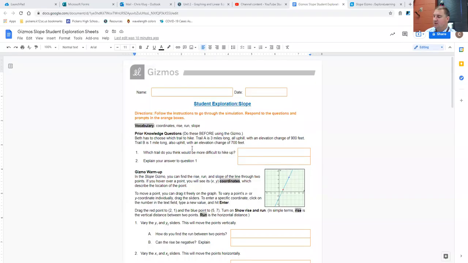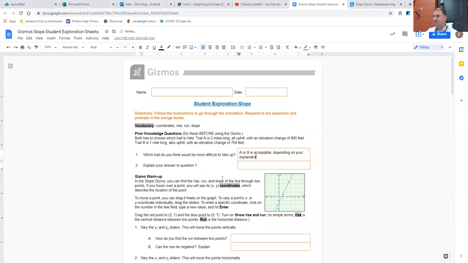Beth has to choose which trail to hike. Trail A is 3 miles long, all uphill with an elevation change of 900 feet. Trail B is 3 miles long, also uphill with an elevation change of 700 feet. So realistically, you could say either trail A or B is acceptable, depending on your explanation.